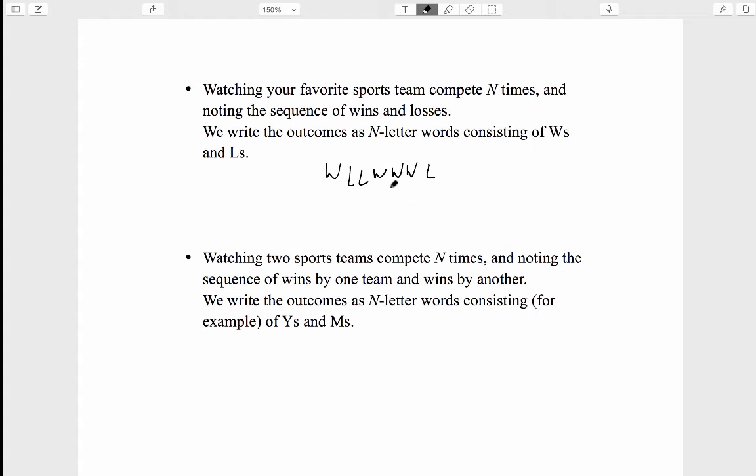Another sports example. Suppose that you have 2 specific teams in mind that are playing one another. The experiment could be to watch them play a certain number of times and note the sequence of wins by one team and wins by the other team. So let us imagine that the Yankees are playing the Mets, for example. Then if the Mets win 3 times, and then the Yankees win the next 2, and then the Mets win 2, and then the Yankees win 3, that's an outcome.